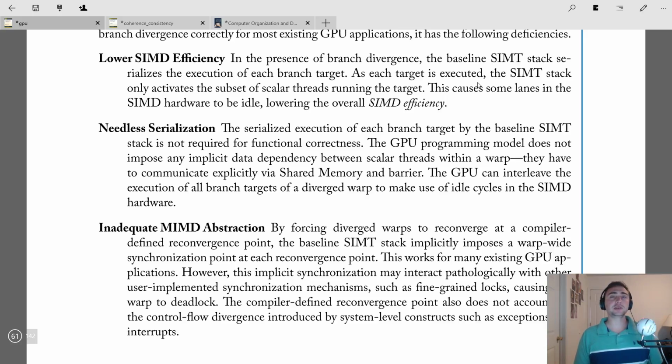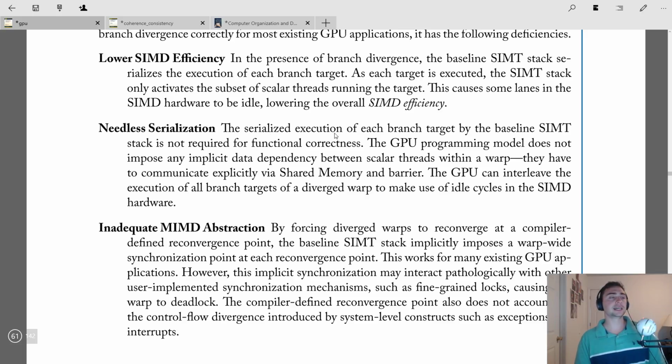So potentially we could have only a single thread active at a time, right? And so this really lowers our SIMD efficiency. In the very worst case scenario, we're only actually executing one thread from each warp, and all those 32 threads end up having their execution serialized, right? So that's bad.